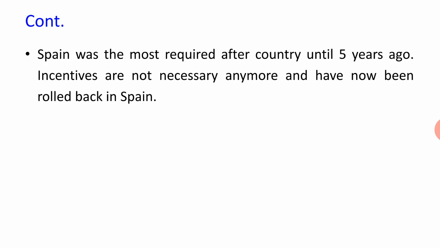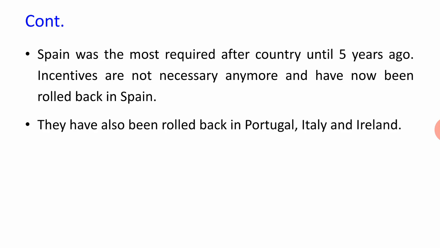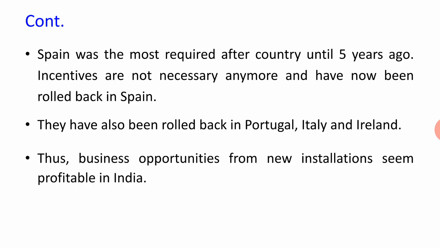Spain was the most sought-after country until 5 years ago. So why is it not now? Because they are reducing the subsidies. And subsidies have also been rolled back in Portugal, Italy and Ireland. These countries also achieved their clean energy targets. Once they reach it, these countries do not provide that level of opportunities to these funding agents. So the business opportunities from new installations seem profitable in India.